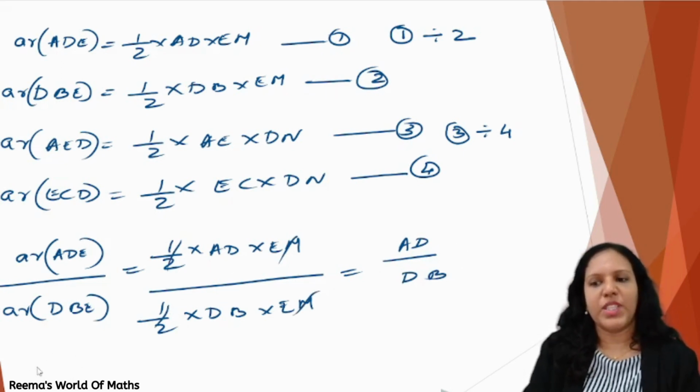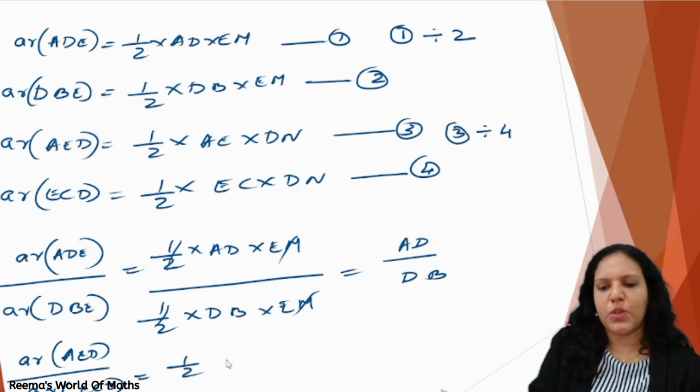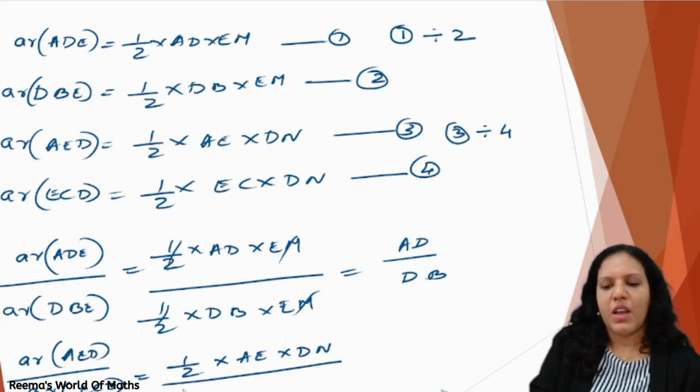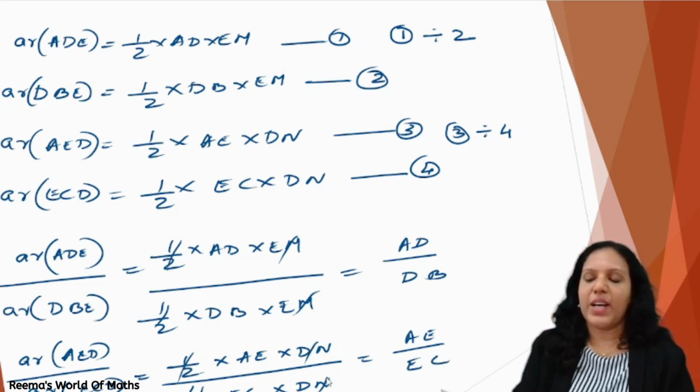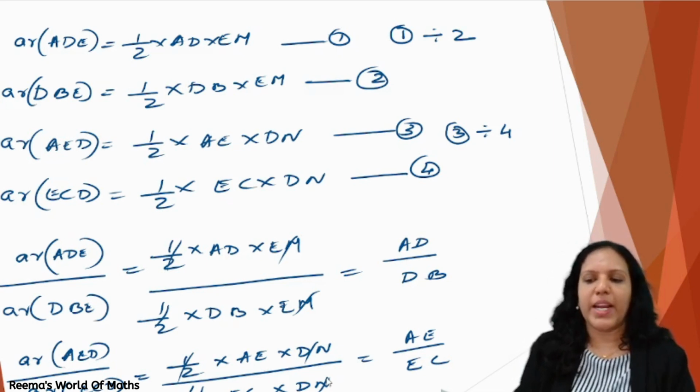Similarly, let's divide equation 3 by 4. So that will be area of triangle AED divided by area of triangle ECD is equal to 1/2 multiplied by AE multiplied by DN divided by 1/2 multiplied by EC multiplied by DN, which is equal to AE divided by EC. How? We can cancel 1/2 and DN. So now we have arrived at area of triangle ADE divided by area of triangle DBE is equal to AD by DB.